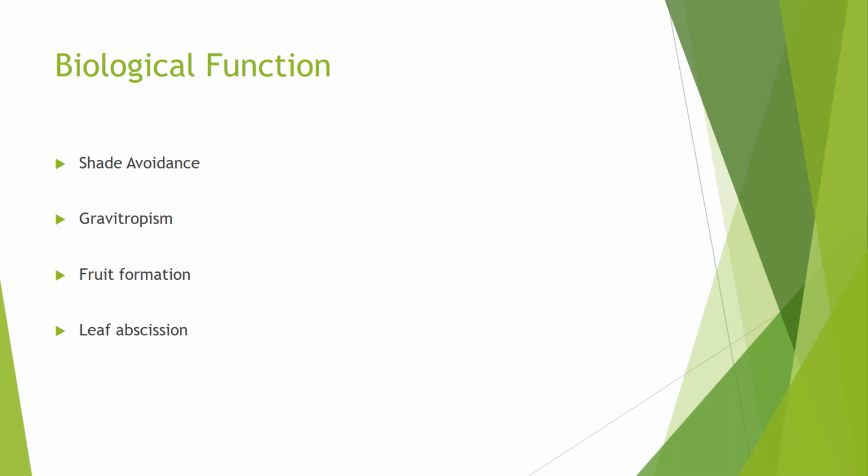Gravitropism. In the root you have amyloplasts. These sense gravity and cause a change in expression of PIN, which is an auxin transporter, which we'll see later. And you transport auxins to the lower side of the root where it inhibits root cell elongation and therefore promotes growing downwards. Fruit formation, also fruit ripening and fruit abscission as well, and finally leaf abscission.